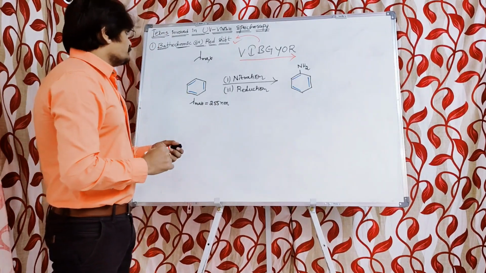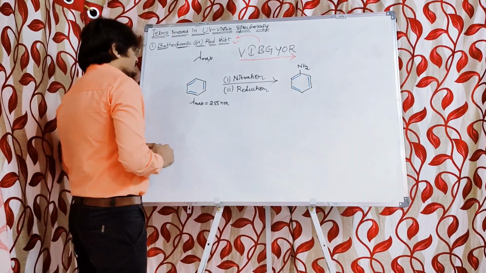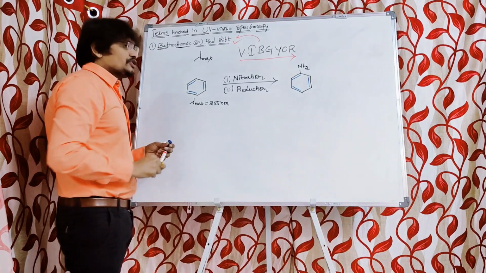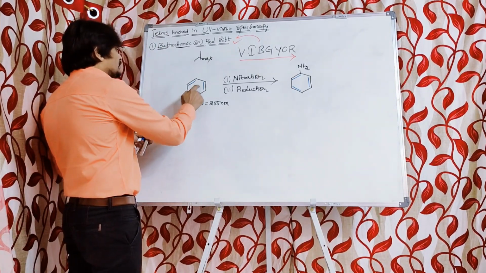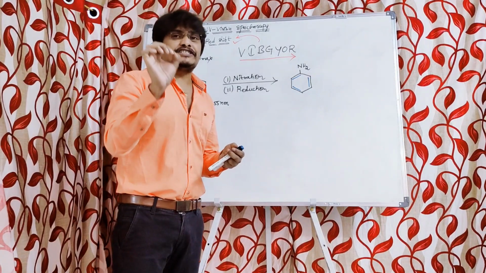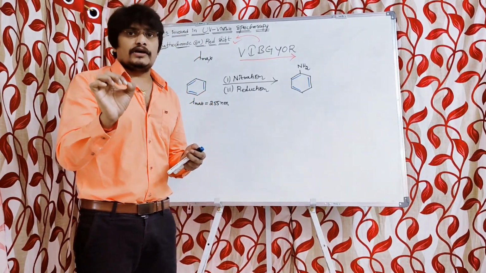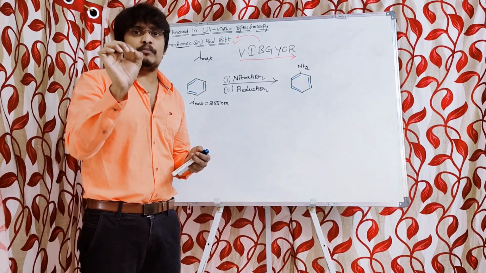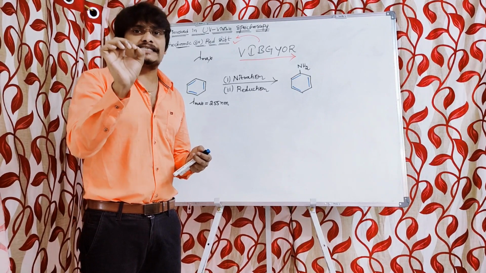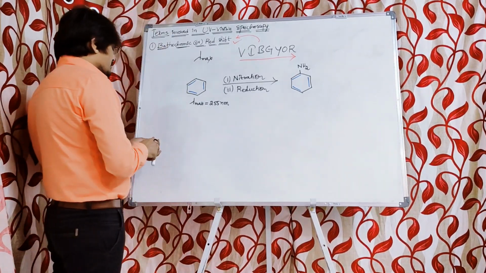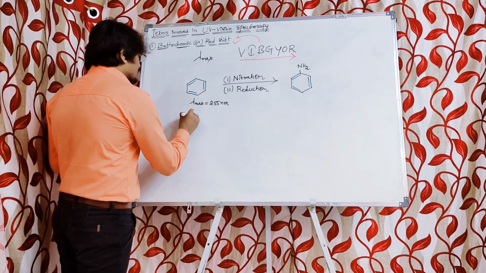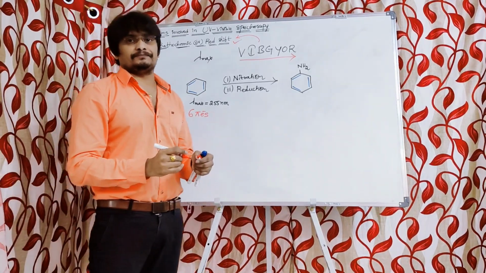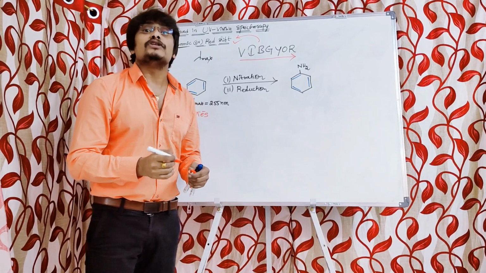Now, this benzene is an unsaturated molecule, everyone is aware of it. How many double bonds does it contain? 1, 2, 3. So 3 double bonds. Each double bond comprises 2 pi electrons, and as there are 3 double bonds in the benzene molecule, it comprises 6 pi electrons. That is, 6 electrons are involved in conjugation.